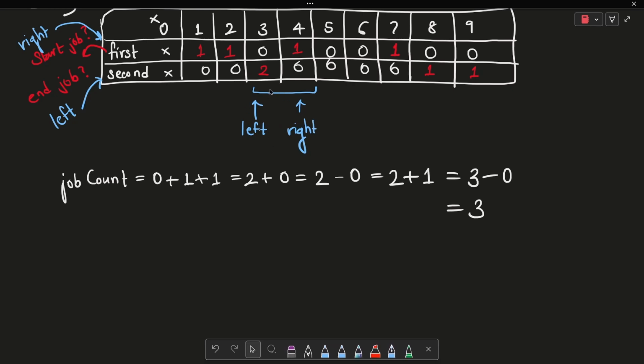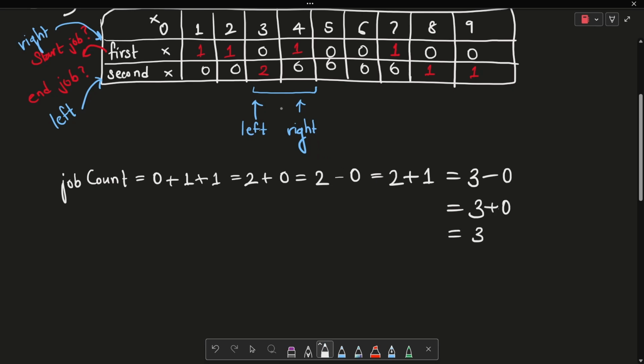So for the third and fourth day, I have 3 distinct jobs. Fine. Again, right moves ahead. Is there a new job? No. So plus 0. Okay, I'll just use the same color. So plus 0 stays 3.